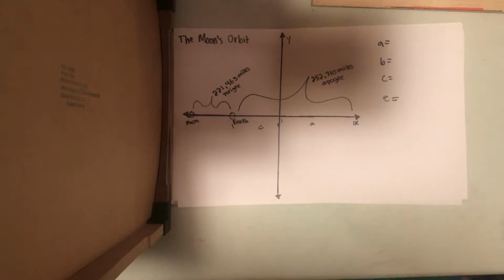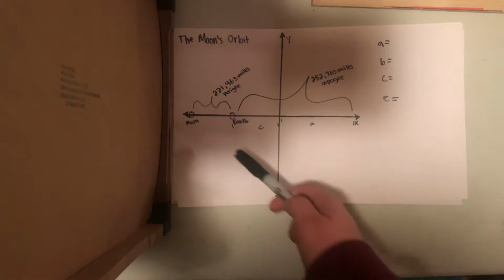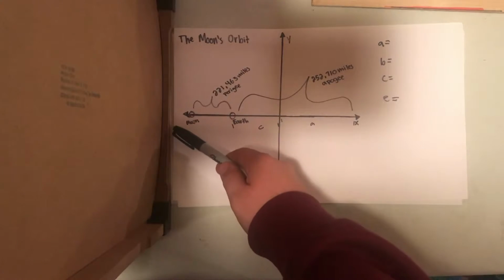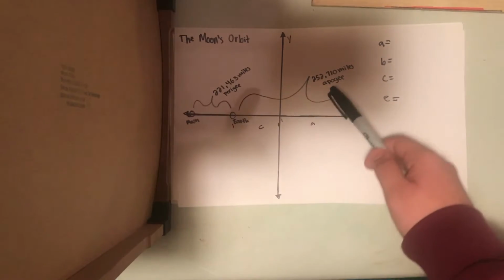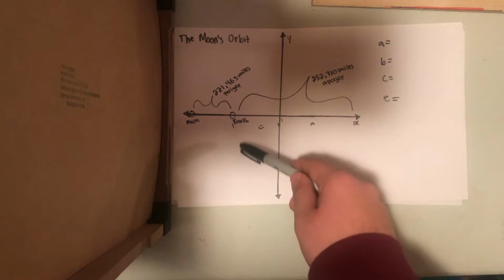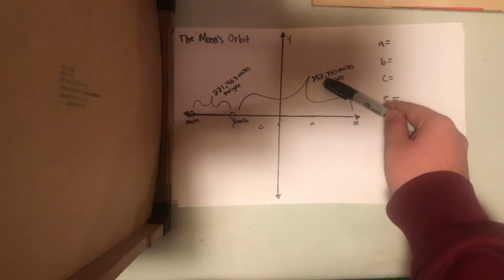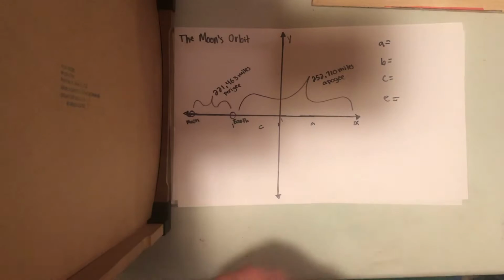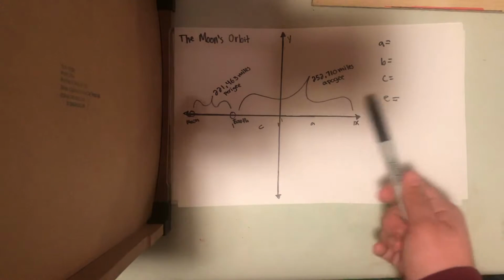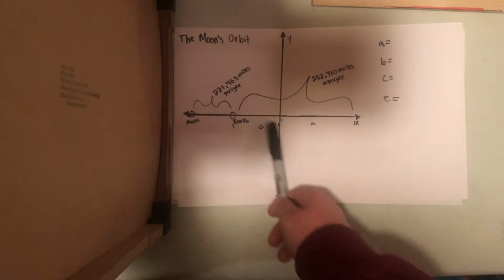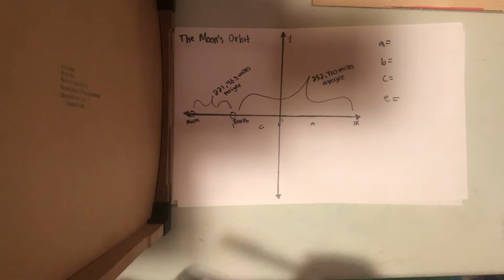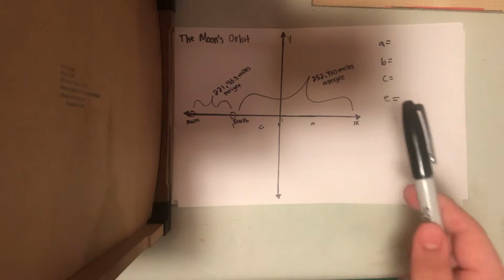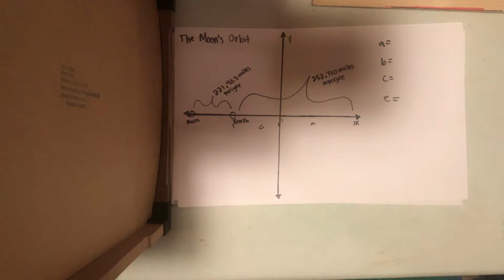The moon's orbit. The question gives you the following information. The perigee, which is the closest distance from the moon to Earth, is 221,463 miles. The apogee, which is the farthest distance from the moon and Earth, is 252,710 miles. Given this, the question asks you to assume that this will be an ellipse and that the Earth will be at the foci. After being given this information, you're asked to solve for A, B, C, and E.